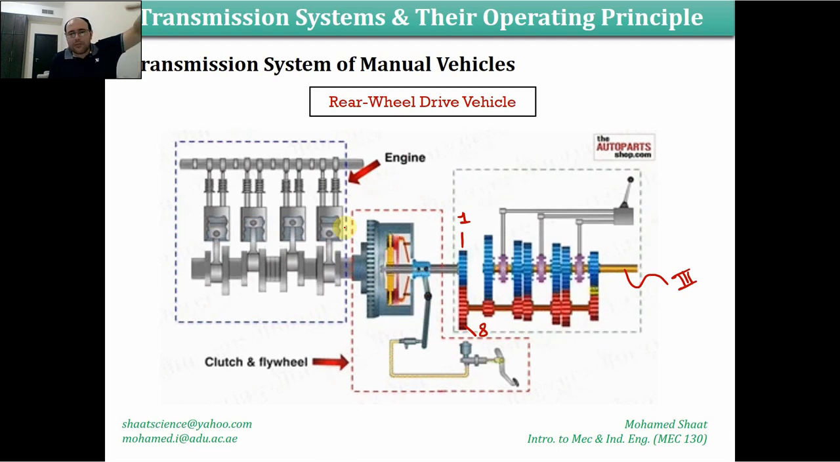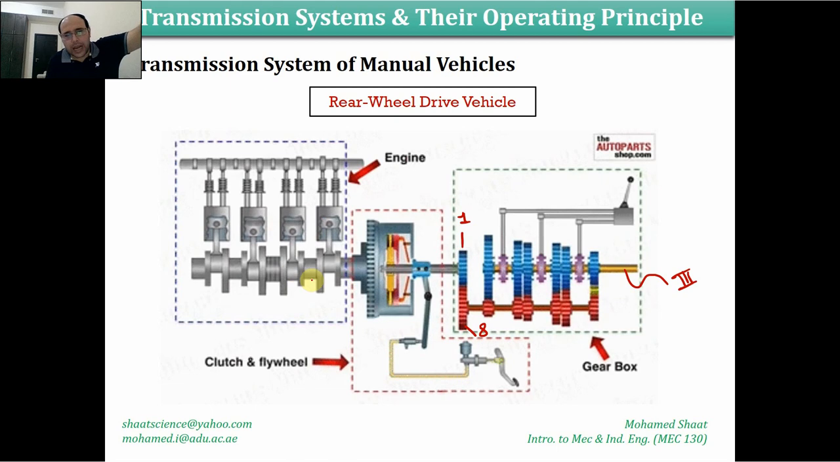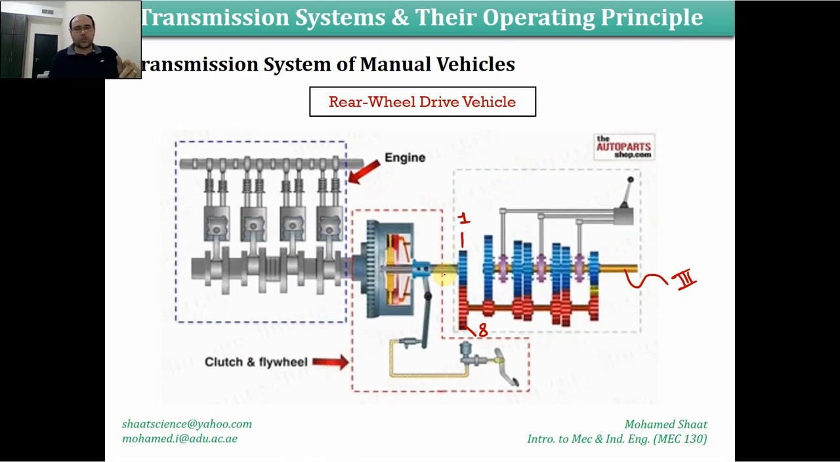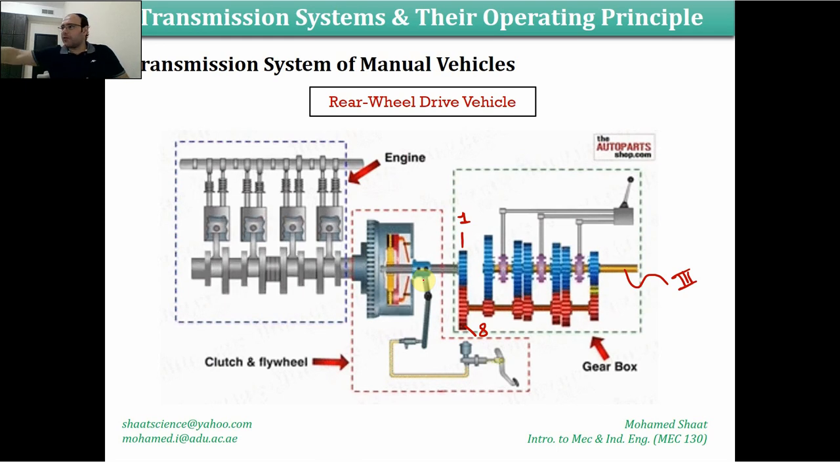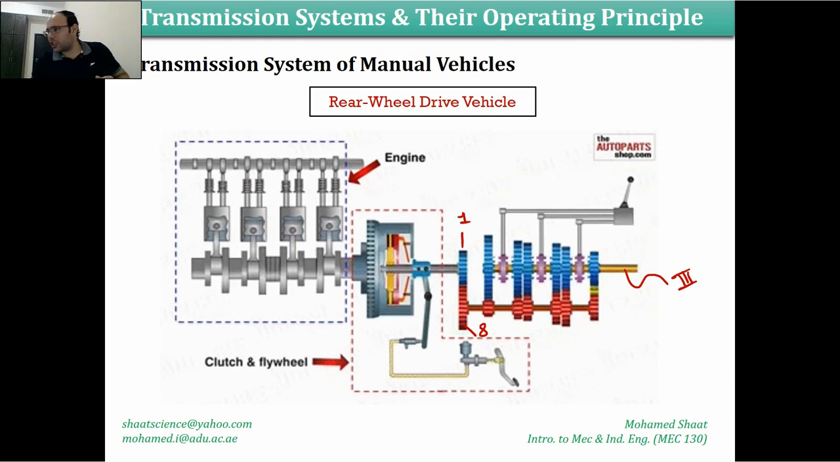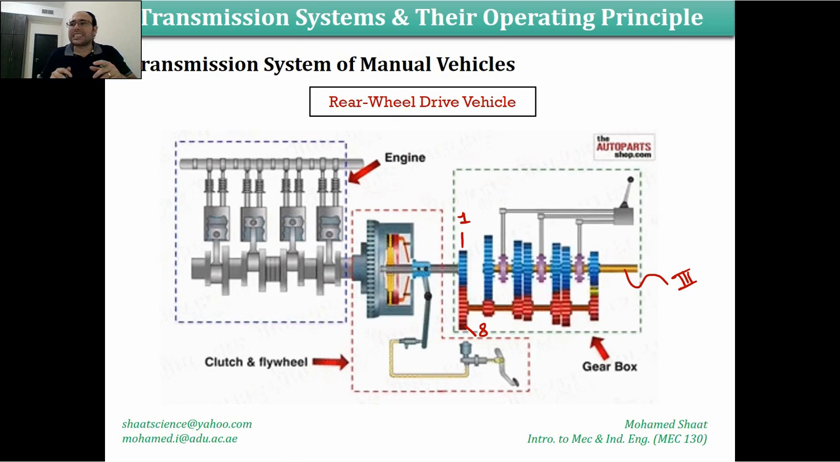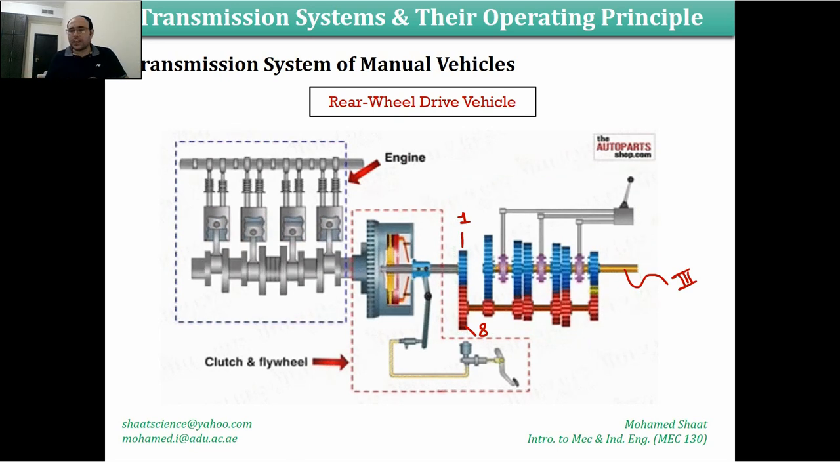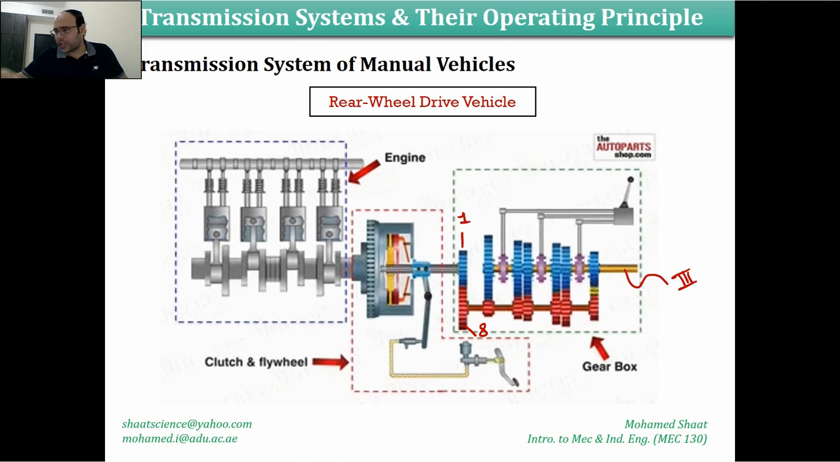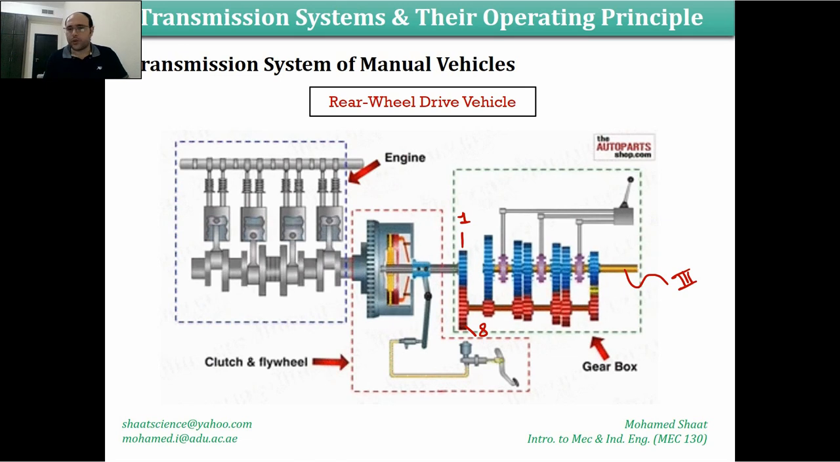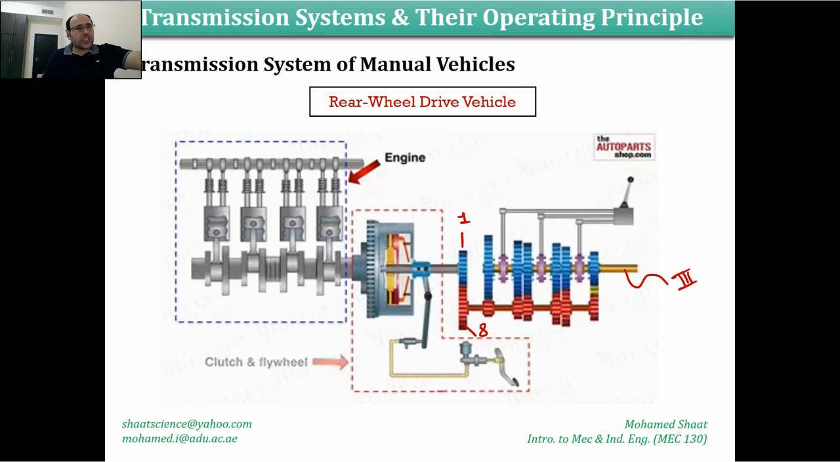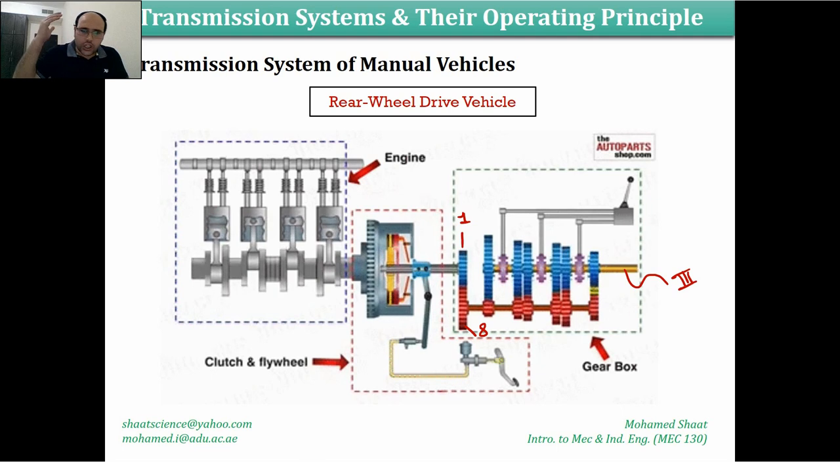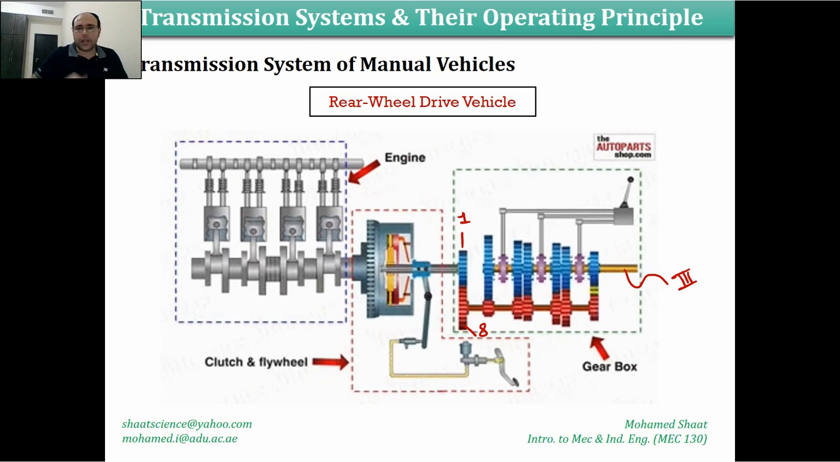It's going to take input from the engine through the crankshaft, the flywheel, and the clutch, and it is going to rotate. Shaft one is rotating. At the end of the shaft, gear one is rotating. Why? Because the shaft is rotating. Gear one is fixed. It's keyed. Keyed means fixed to the shaft. Fixed means it is not welded. It is fixed through a key, as we explained before. So once the shaft rotates, it's going to give rotation automatically to gear one.